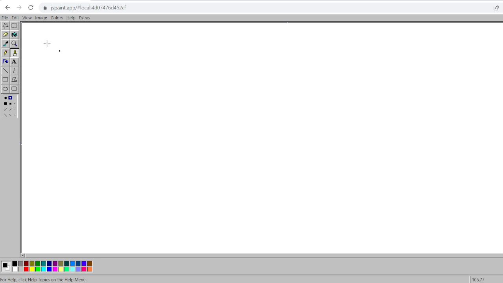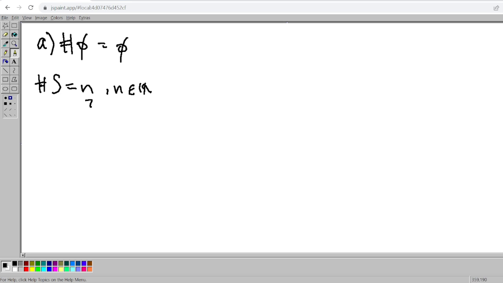And so here are some definitions real quick. This one's kind of a no-brainer: the cardinality of the empty set is in fact the empty set. And then we can define the cardinality of S as a number n, where n is an element of the natural numbers, if and only if S is equipotent to the natural number set N sub n.